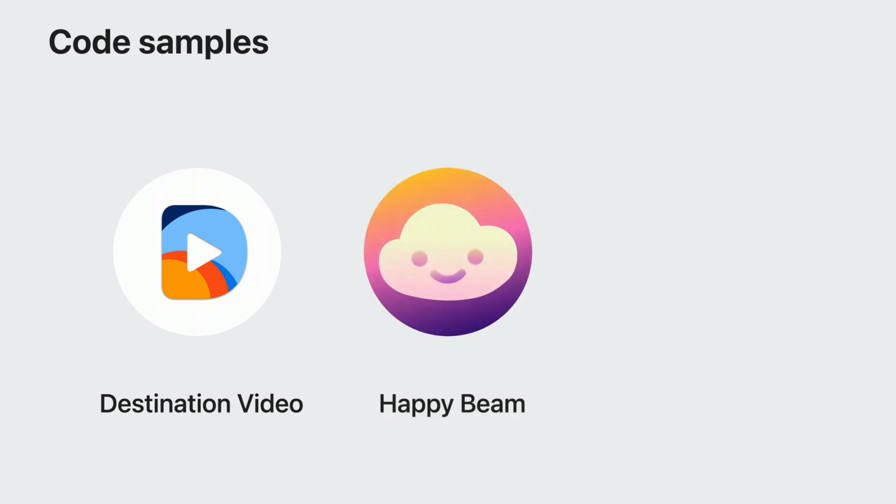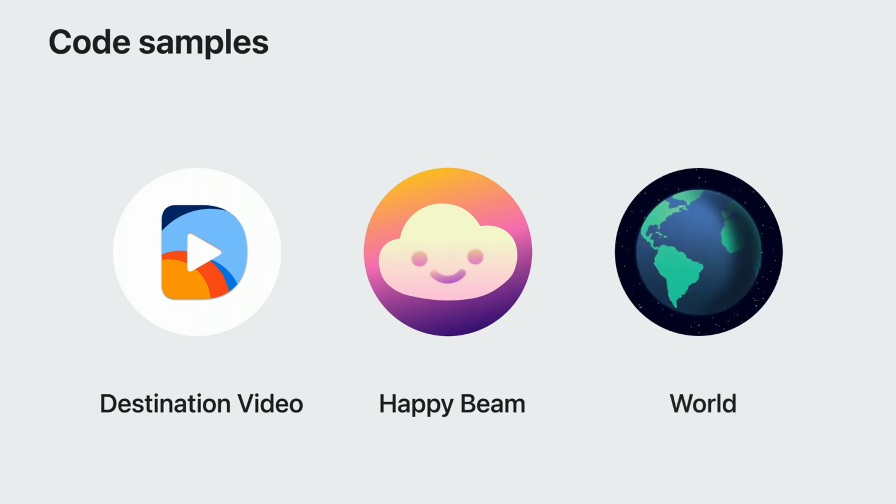Happy Beam is an example of how you can create a game that leverages an immersive space, including custom hand gestures, to create a fun game with friends. And Hello World shows how to transition between different visual modes with a 3D globe. Christopher will talk more in detail about Hello World later.